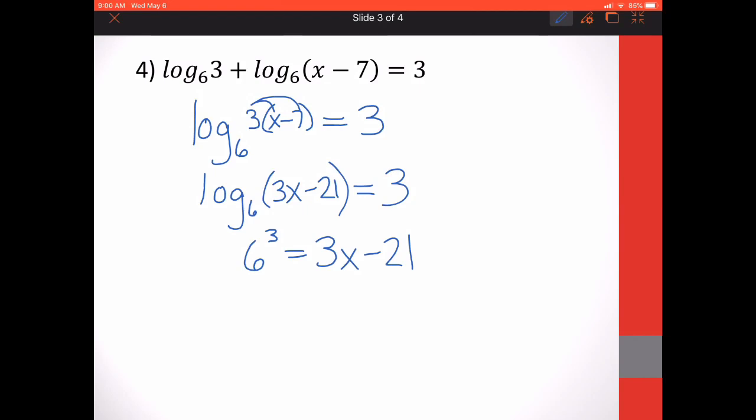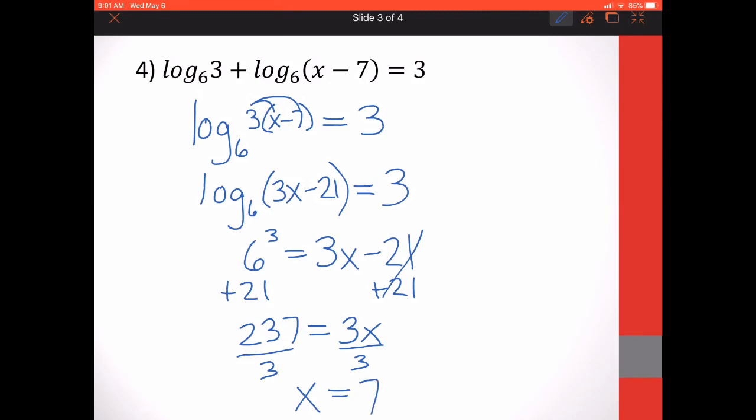All right, so to get my answer, get x by itself. I'm going to add 21 to both sides. So I have to figure out what 6 to the third is. 6 to the third is 216, and I'm going to add 21 to that and get 237, and that's equal to 3x, right, this canceled. And then the last step is to divide by 3, and when I divide by 3, I get that x is 79.